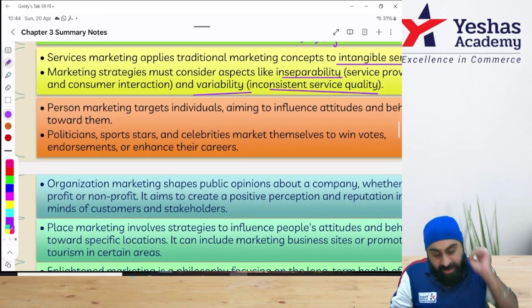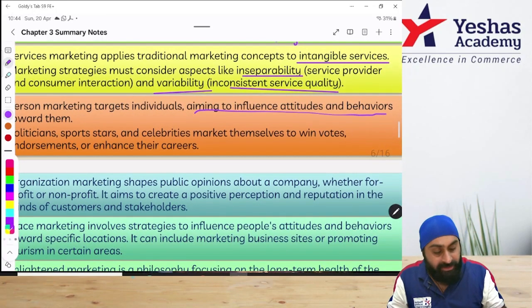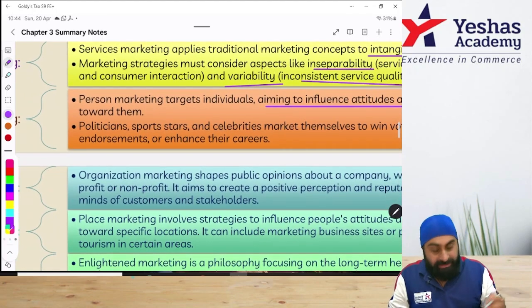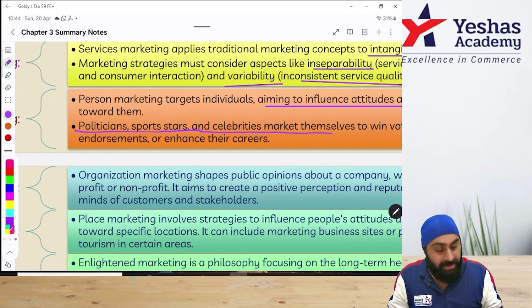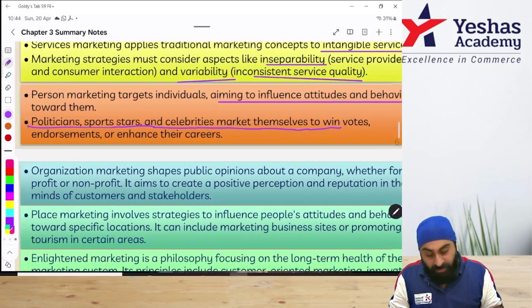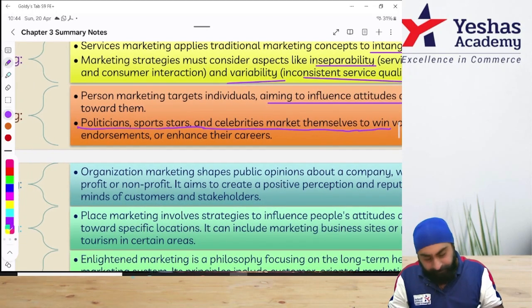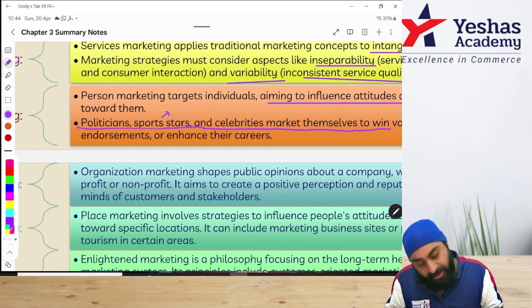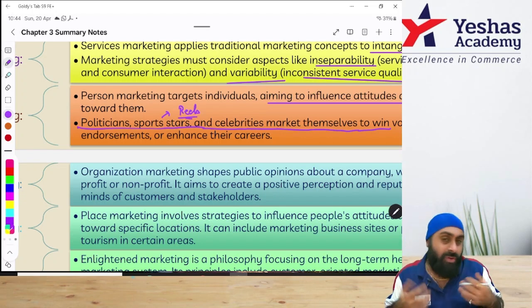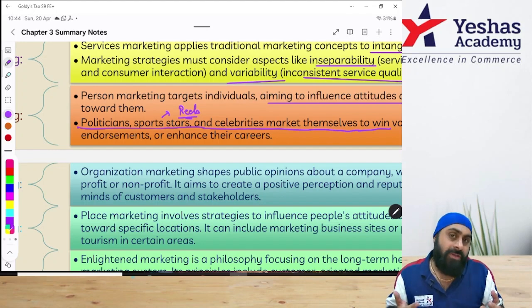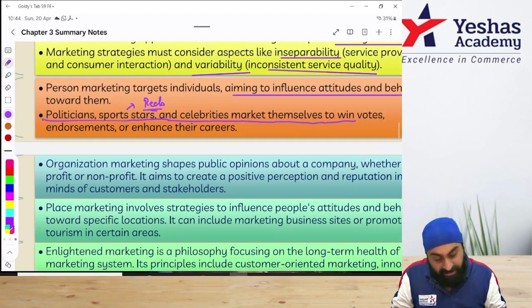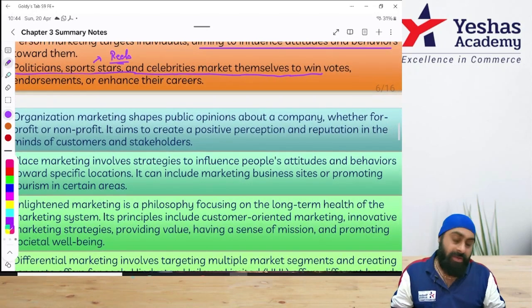Person marketing, targeting individuals, aiming to influence attitudes and behaviors towards others. For example, politicians, sports stars, and celebrities market themselves to win votes, endorsements, and enhance their careers. I would say politicians, do they advertise? Yes, they do advertise. Sports people also advertise. Now, have you heard about Instagram's new concept where people try to create their reels? Why are you creating reels? You're trying to endorse yourself. You're trying to put yourself on that small device, that small page, so that you are promoted more and you get more business.